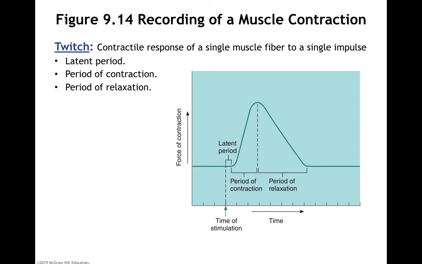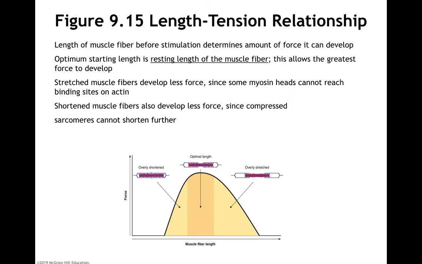So that twitch is the contractile response of a single cell. It has a latent period. That's the time that the acetylcholine must diffuse across the synaptic cleft. The period of contraction, when the contraction begins, and a period of relaxation when you are resetting everything to where it should be. And we can measure that with what's called a twitch.